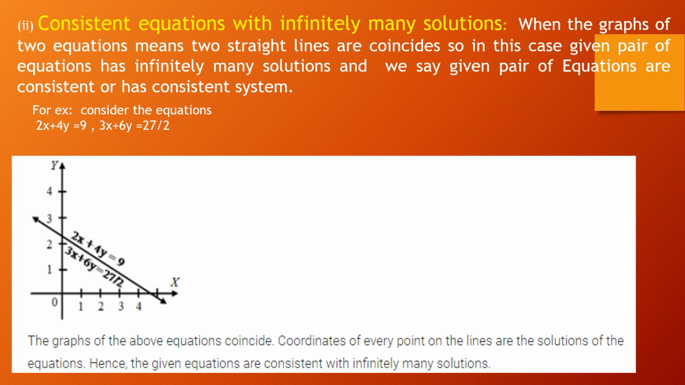The two lines coincide with each other and are represented in the form of one straight line. So in that case, the graph of our equations coincides, the coordinates of every point on the lines are a solution of the equations, and hence we say that the given equations are consistent with infinitely many solutions.